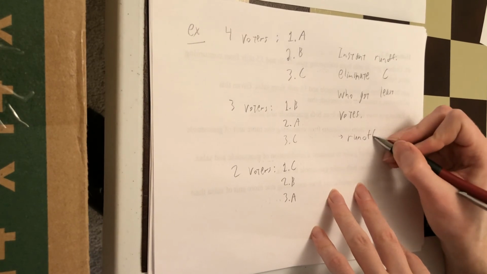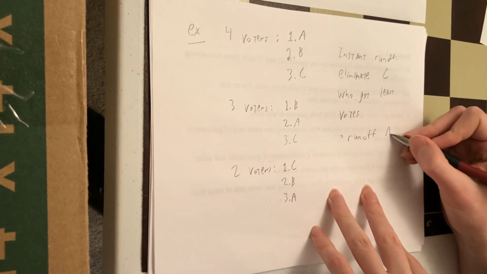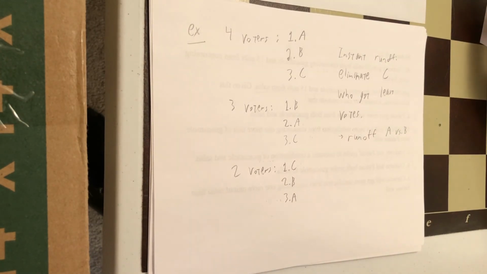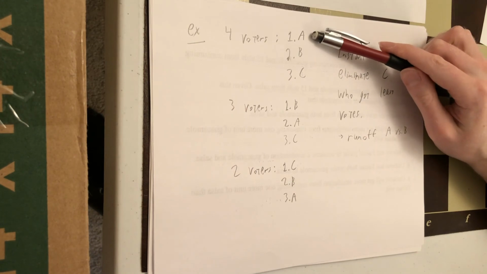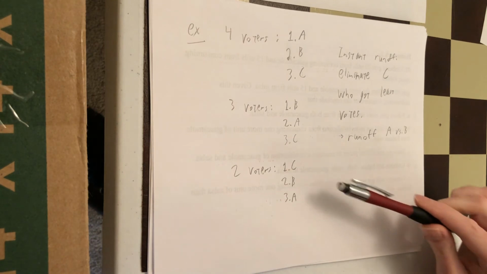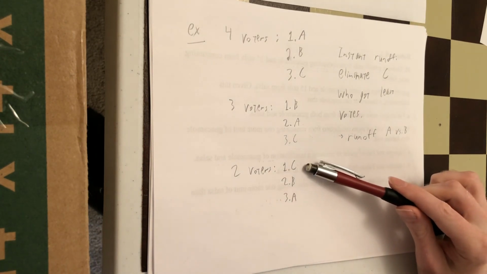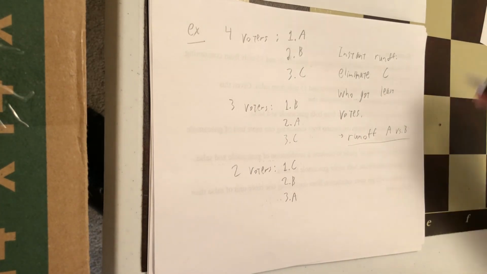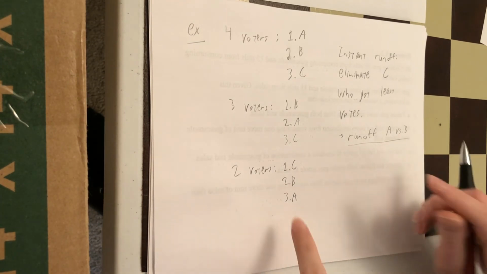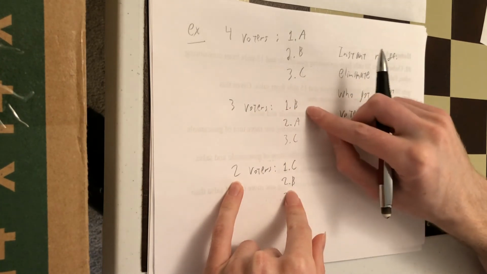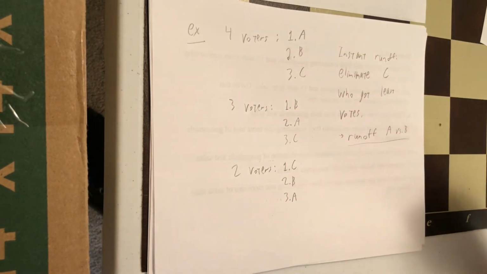So that means you have a runoff between A and B. In the runoff between A and B, these voters still pick A. These ones still pick B. These ones would like to vote for C, but C is not in the runoff, so their next best option is B. So they vote for B. So you have 2 votes for B from these 2 voters, and you have 3 votes for B from these voters, and you have 4 votes for A.